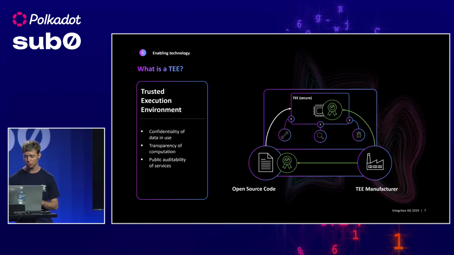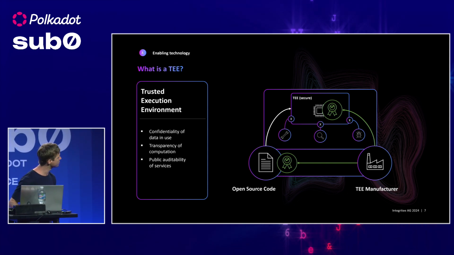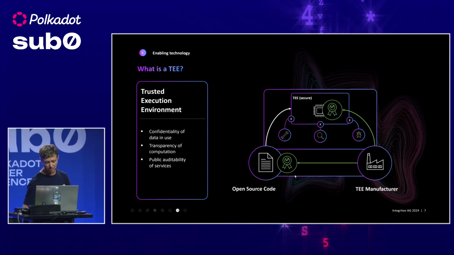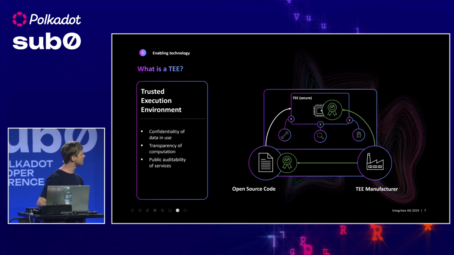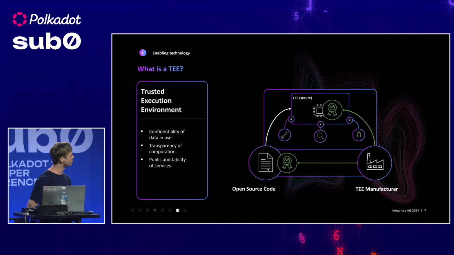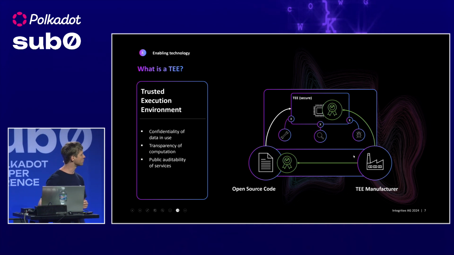And how this usually looks, we see on this abstract slide we have. Do you see my pointer? Yes. So here we have the TEE. We have the open source software that is being deployed in this TEE, and we have the software manufacturer.